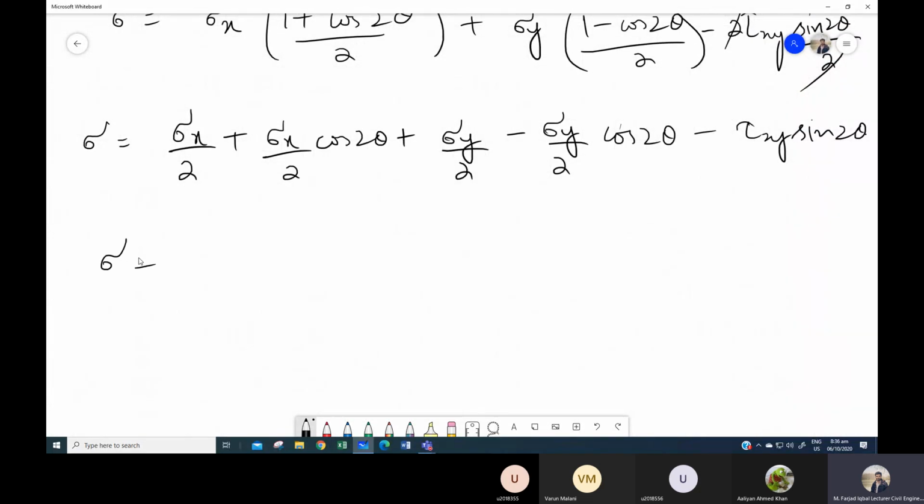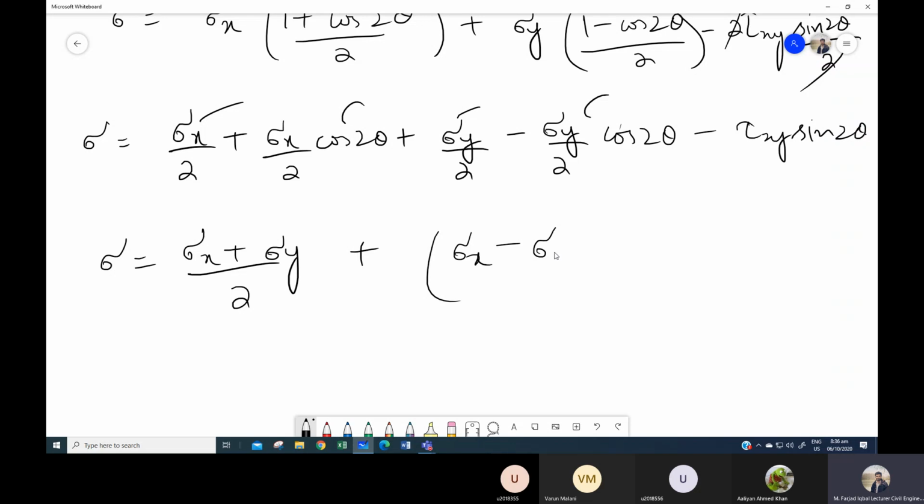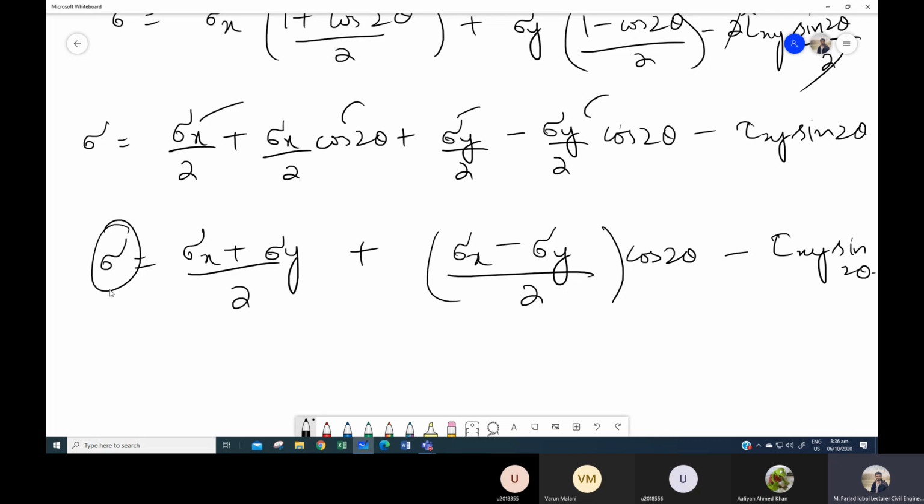So if I take these two terms together, that would be sigma x plus sigma y by 2, plus, taking these two terms together, sigma x minus sigma y by 2, with cos 2 theta common, minus tau xy sine of 2 theta. Now, in this equation, you have represented the normal stress that is acting on an inclined axis in terms of these straight sigma x and sigma y.